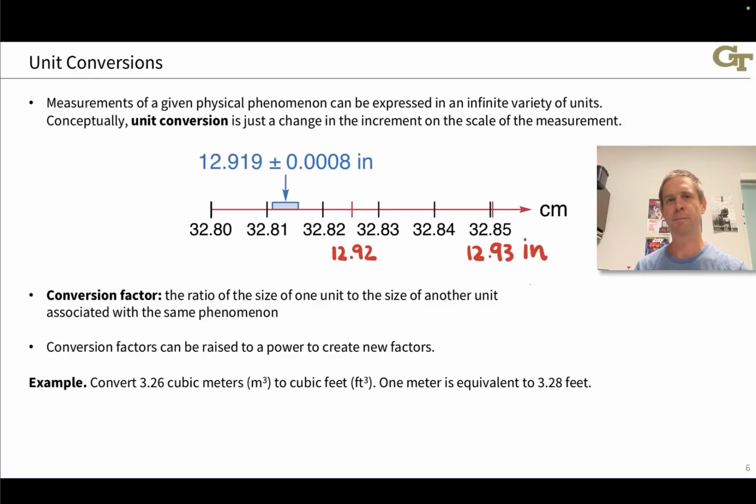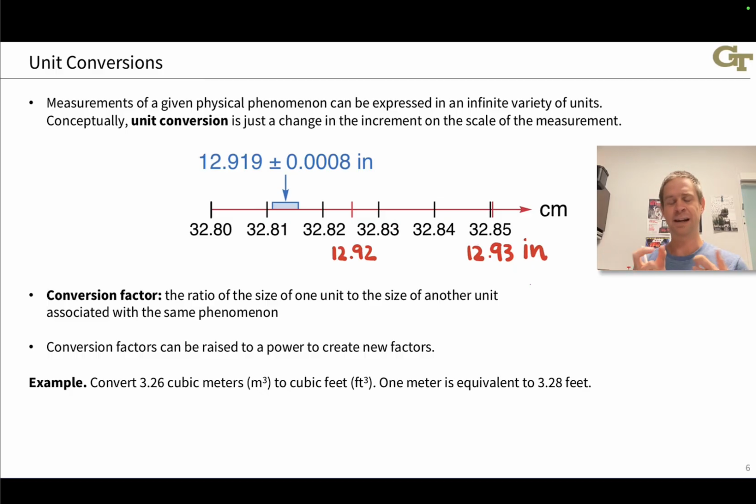So far, we've thought about measurements as ranges on a number line or a scale corresponding to a phenomenon of interest, where the increment on the scale corresponds to the unit that we're using. So for example, we were looking at this length or distance measurement of 32.813 centimeters that was on a centimeter scale, and there was a range to that because there's some uncertainty in that value, plus or minus 0.002, if I remember right.